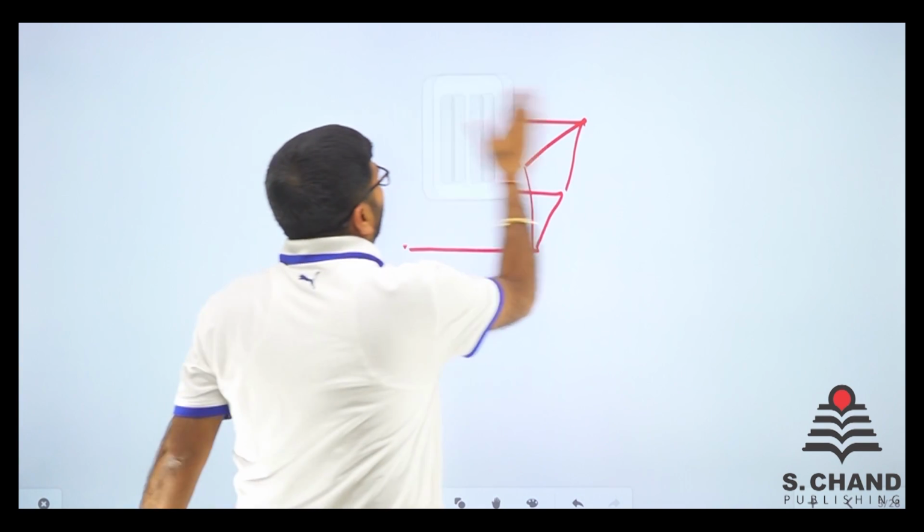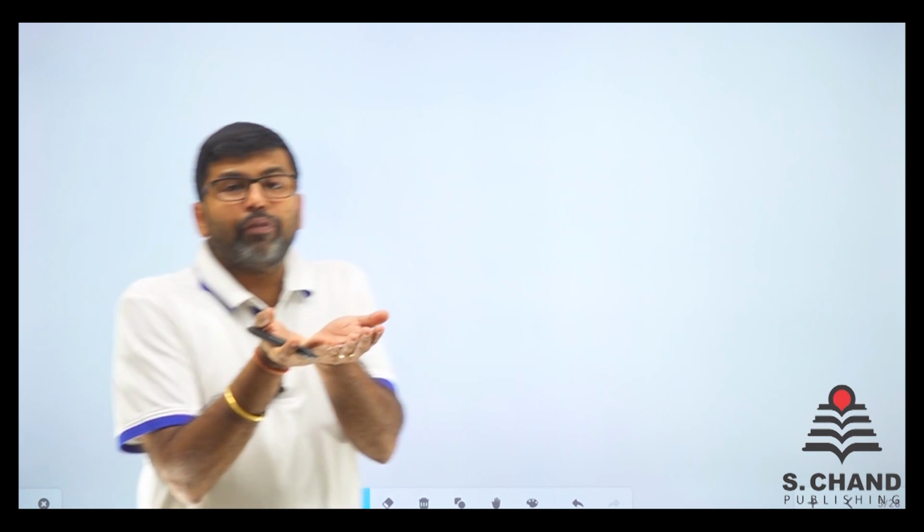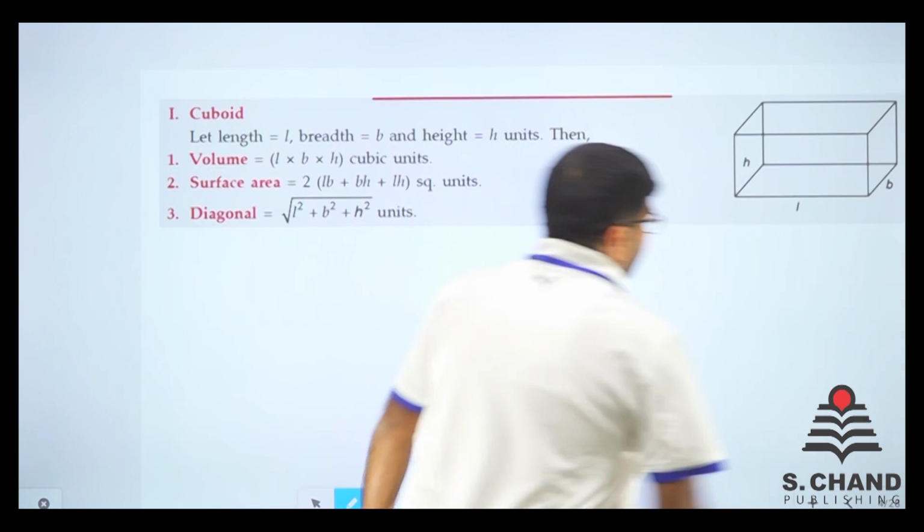So generally what happens is you just have to find out the area of the base and multiply it with the height of that. So that area multiplied with the height will become the volume. That is the basic concept behind any volume. Let's do some of the examples.